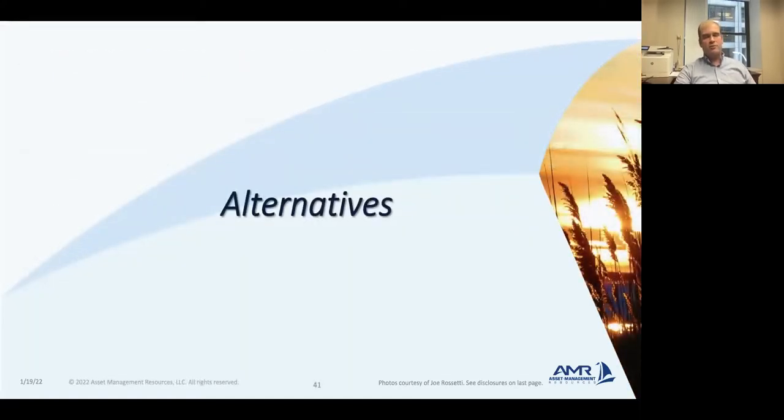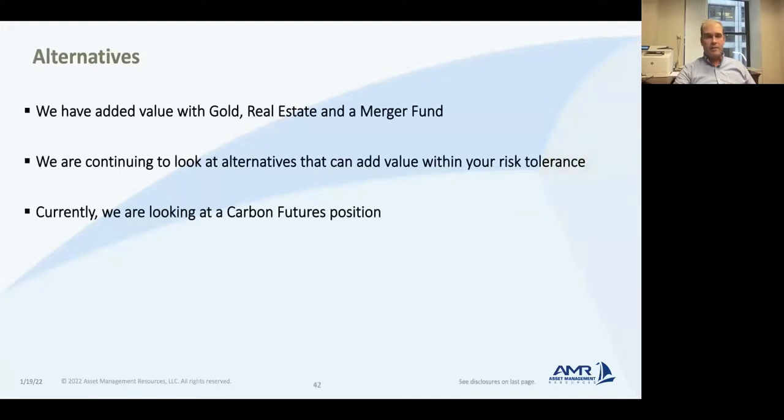So finally, alternatives. I don't have a particularly robust slide for this, but I want to point out some ways that we've added some value in alternatives, and we're going to continue to look for alternatives in the portfolio. This is a place where I think if we do a good job, we can really add some value for the portfolio within your risk preference. We've added gold, real estate, and the merger fund in the past. We're no longer in any of them to any significant degree, but they all added value, particularly gold and the real estate funds.